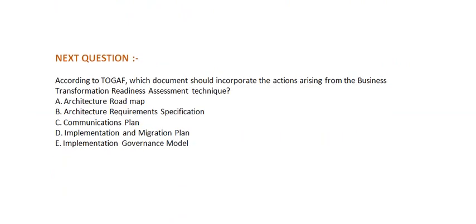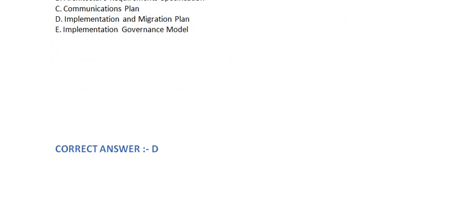Next question is: according to TOGAF, which document should incorporate the actions arising from the business transformation readiness assessment technique? Option A, Architecture Roadmap. Option B, Architecture Requirements Specification. Option C, Communications Plan. Option D, Implementation and Migration Plan. And option E, Implementation Governance Model. The correct answer is option D.